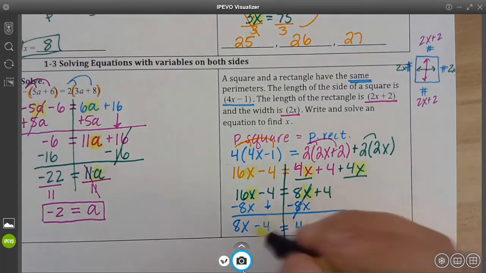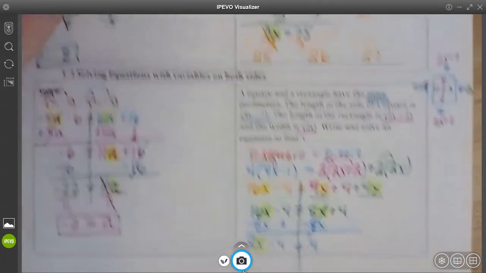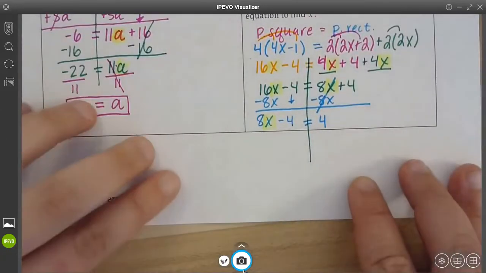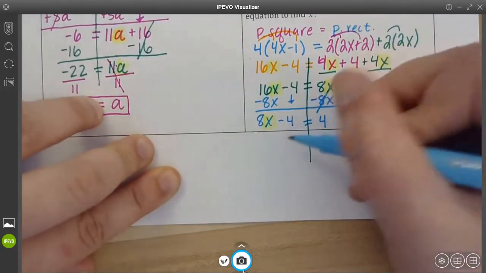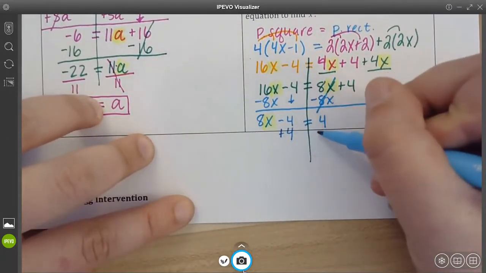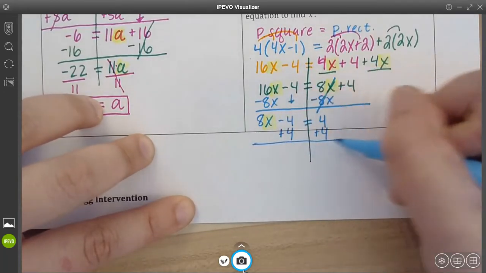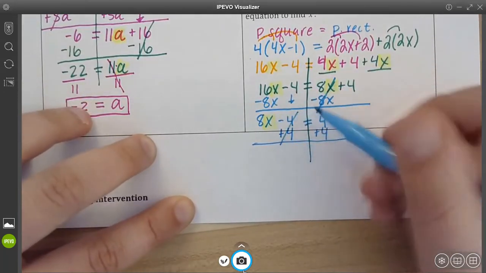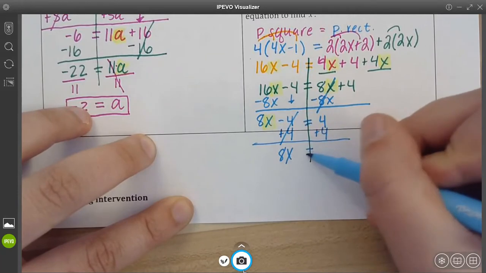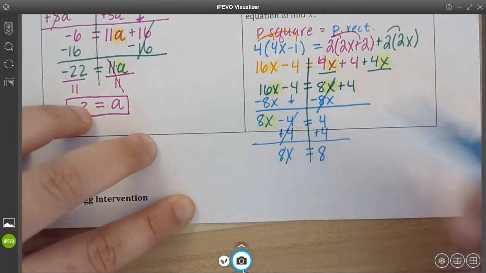Now I've just got one x in my problem. So I'm ready to rock and roll. I gotta slide my paper up. I'm going to add 4 to both sides of my green line. My 4's are going to cancel out. 8x equals 4 plus 4 is 8.